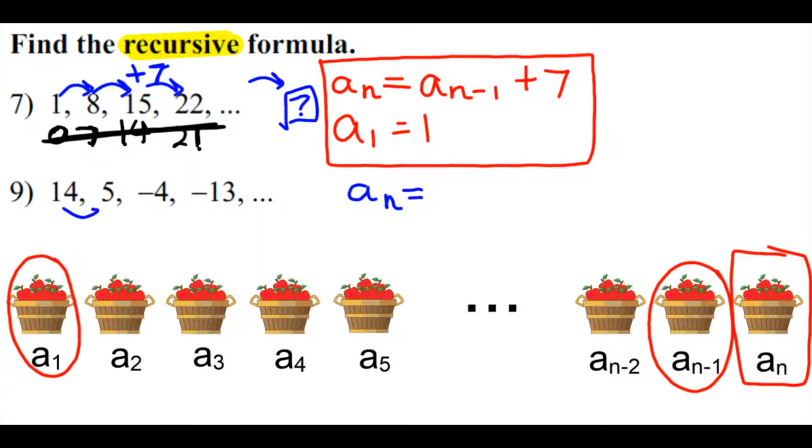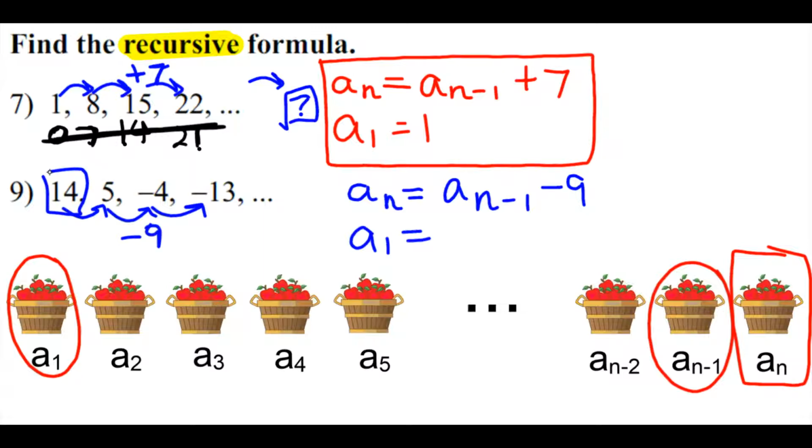From 14 to 5 to negative 4 to negative 13, it looks like they're subtracting 9, right? So the recursive formula is a_n equals a_(n-1) minus 9. Second part of this recursive formula, you have to tell me where we start. a_1, that's the first bushel of apples, is just this first number, 14.